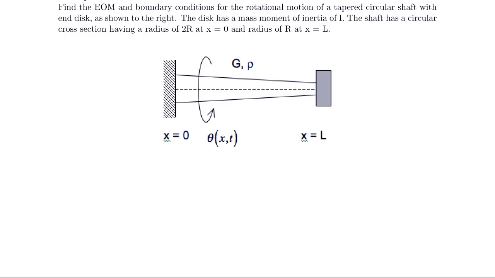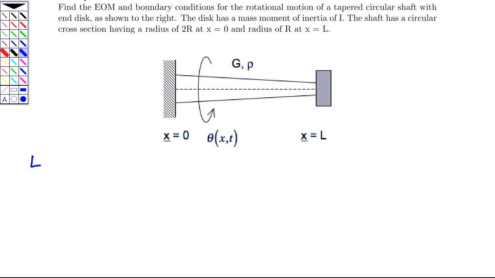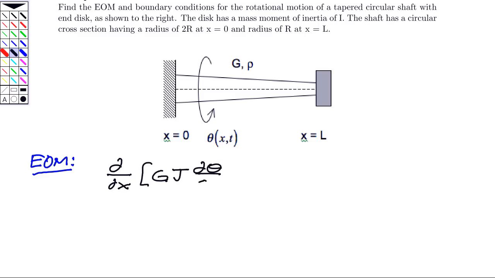Well, the standard form of the equation of motion for a shaft is the partial derivative with respect to x of the shear modulus G times the polar area moment J times the partial of theta with respect to x, where theta is the angle of rotation, is equal to the volume density rho times the polar area moment J times the second derivative of the angle theta with respect to time. So what we really need to come up with is our expression for J.